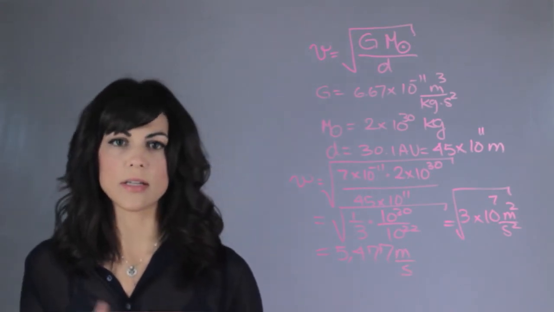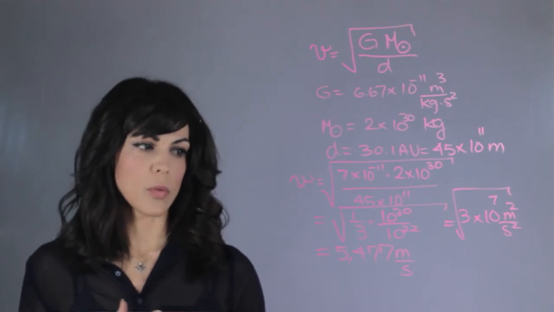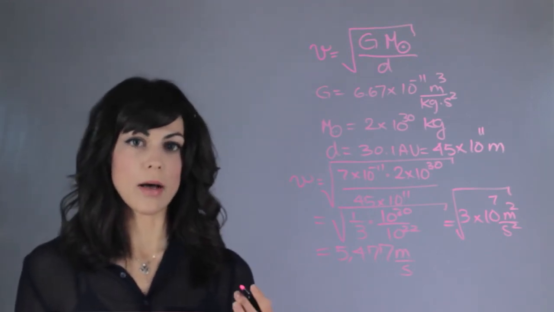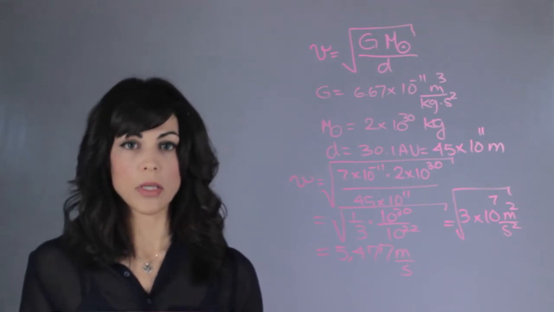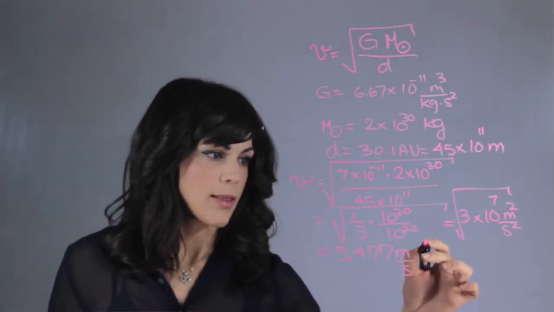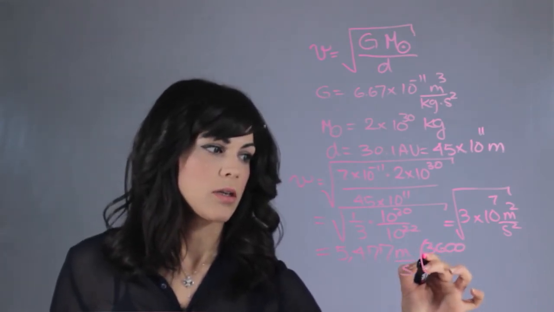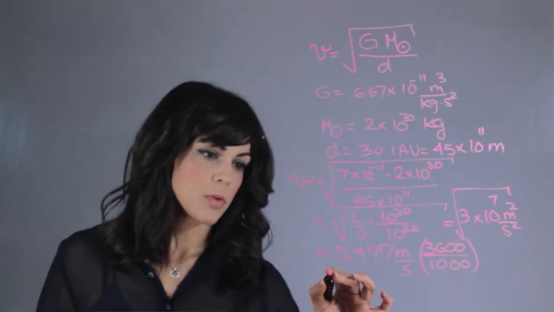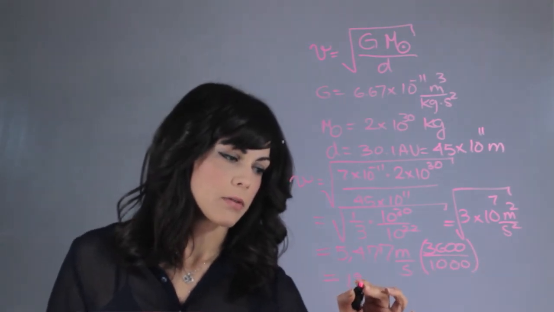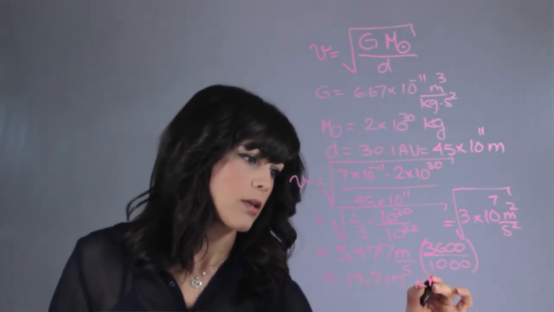Generally, you want to have an idea of what it is in kilometers per hour. So in order to do this, all we have to do is multiply it by the amount of seconds in an hour and divide it by how many meters in a kilometer. And the conversion factor for this is 3,600 divided by 1,000. And what this will give us is 19,717 kilometers an hour.